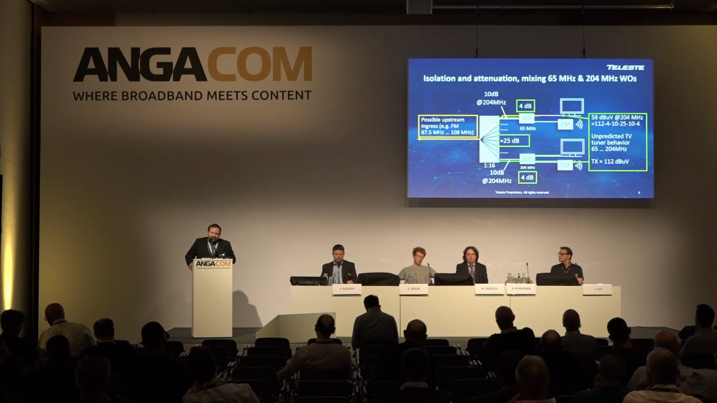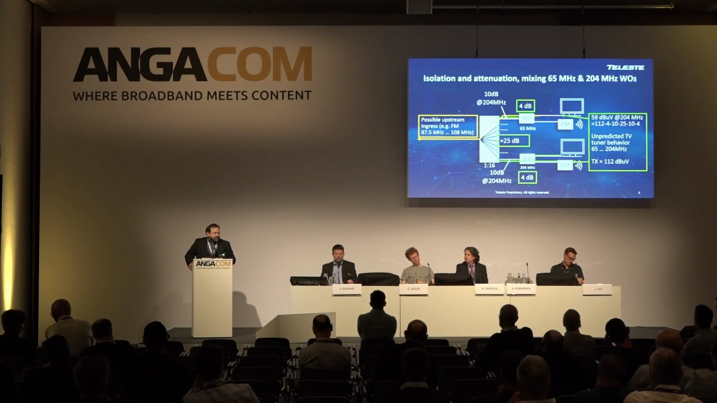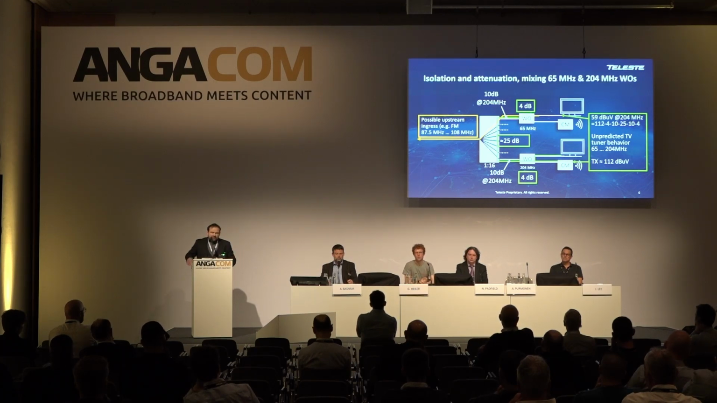And even though you don't have FM radio, you might have FM ingress coming from those wall outlets that still have this FM port. So if you have this kind of scenario, what we have seen is that operators are not using the FM frequencies for OFDMA. They are leaving them there, but they are not using that to increase the upstream capacity. So the first OFDMA block starts above the FM.